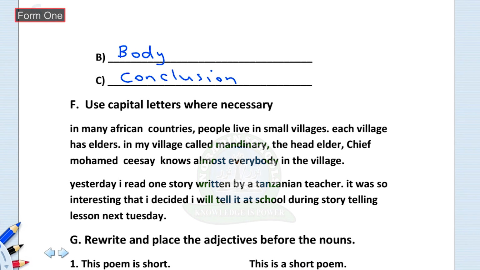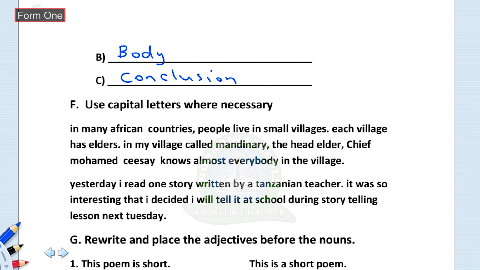Well, now let us see the capitalizations. You are required to read this piece of writing. There are a lot of words which should have been capitalized but were written in lowercase, and you are needed to capitalize them. Let me read sentence by sentence.